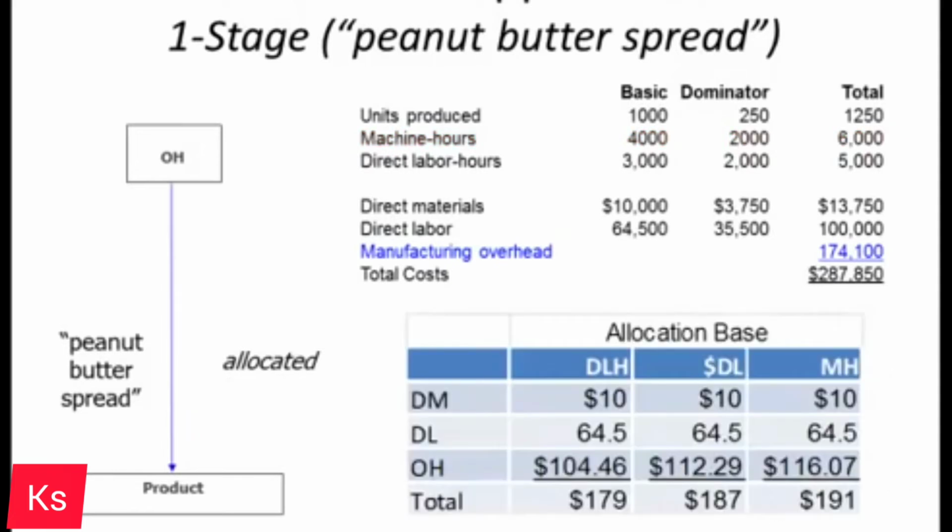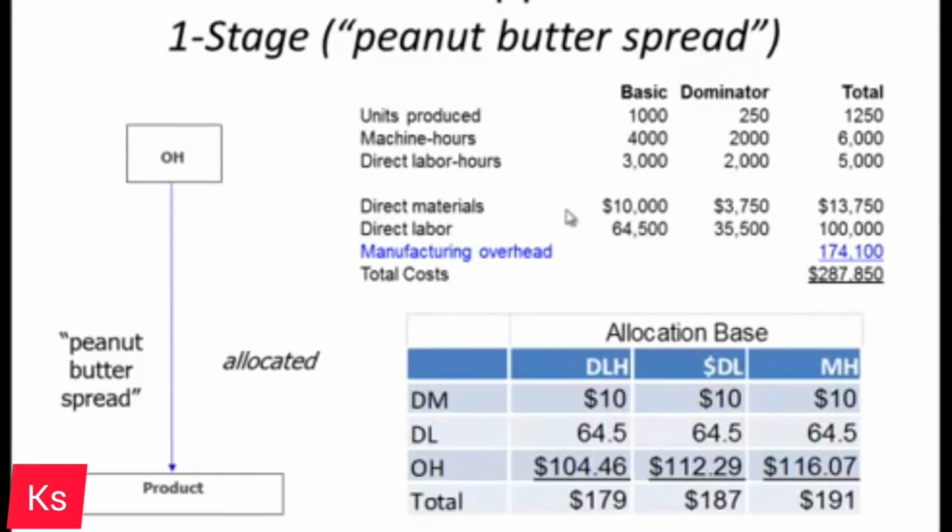So here's a summary table showing what the total costs are under the different cost accounting systems. The first system, we allocated overhead based on direct labor hours. The total cost of our product would be $179. That's $10 for direct material. That's just traced to that product. And where did that come from? Well, our direct material costs are $10,000 in total for the year, and we make 1,000 units in a year, so that's $10 per unit.